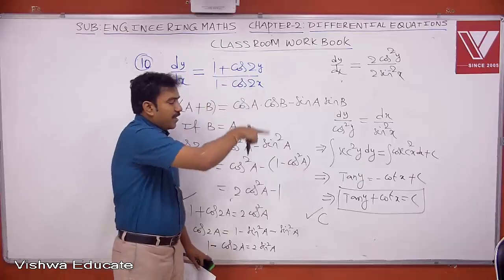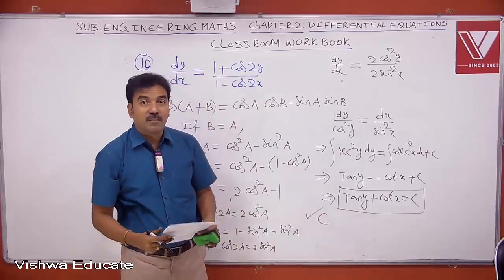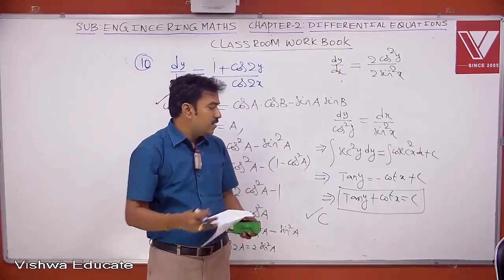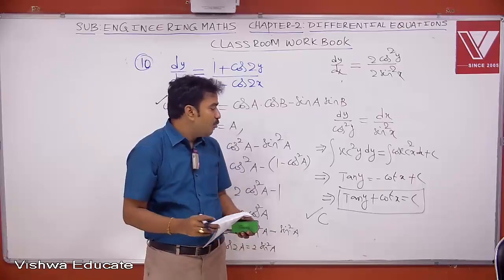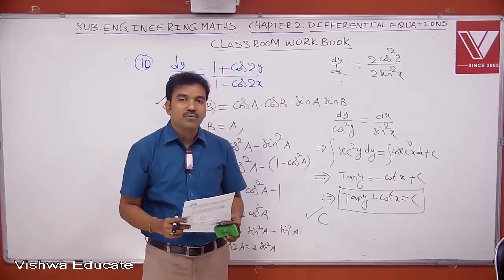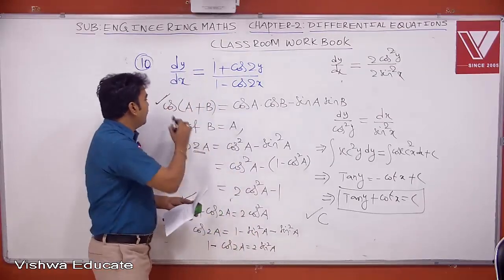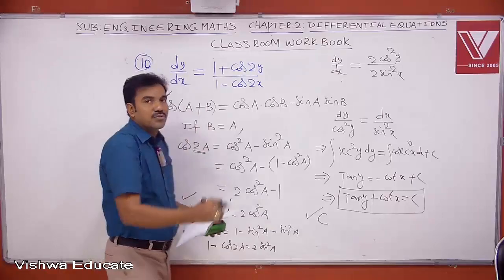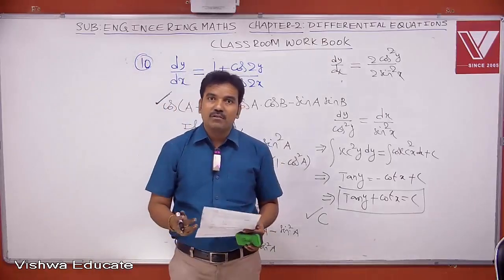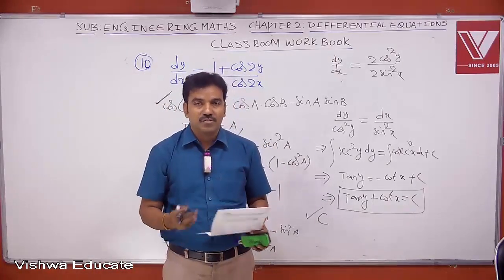Therefore, when you simplify this, finally variables are separated, and you get the general solution by method 1. You get tan y plus cot x equal to c. The same formula we can even use in transform techniques, particularly Laplace transform techniques. Note this.